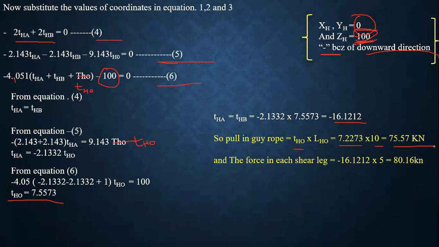The force in each shear leg will be equal to 16.122 into 5. 16.122 is the tension coefficient in this member, and 5 is the length. So the force in each shear leg will be 80.16 kilonewton. This is the analysis of a space frame by the tension coefficient method. Thank you so much.